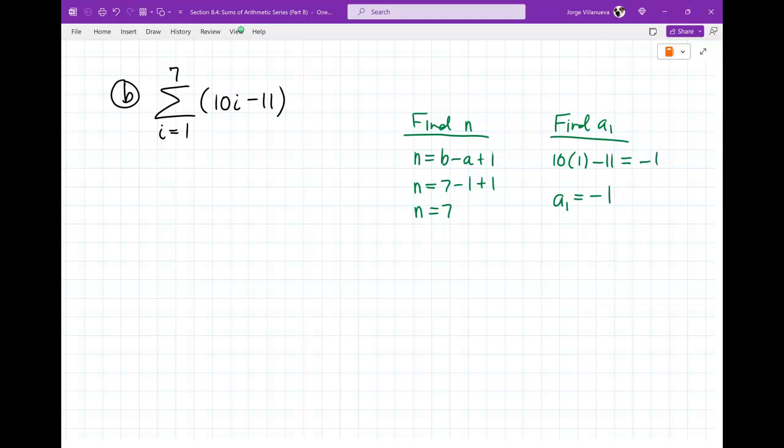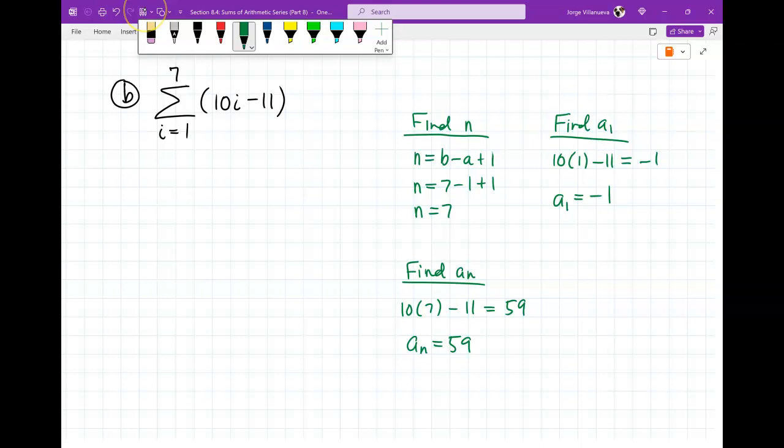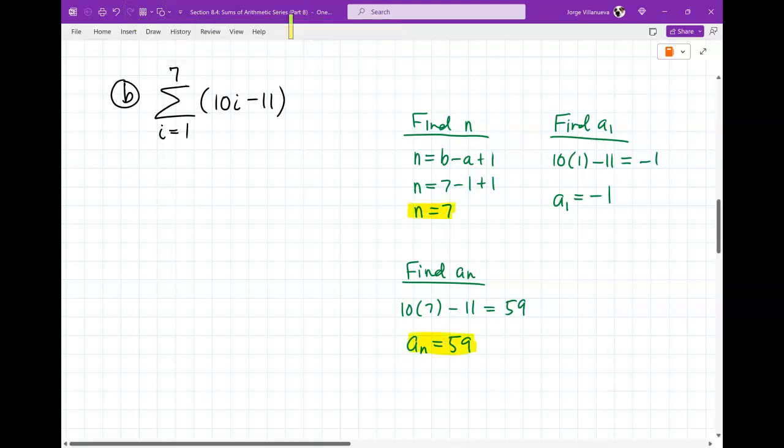Now let's find our last term. To find a sub n, I'm going to plug in a 7 because that's my last number, right? That's where I'm supposed to stop. So 10 times 7 minus 11, this happens to be 59 again. So a sub n is 59. Now that I have those pieces, I can use the original formula that we used yesterday and find our sum.